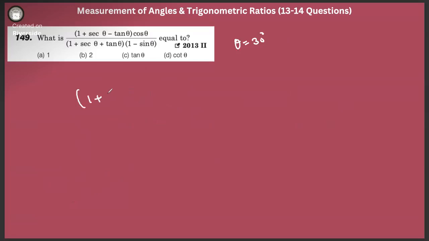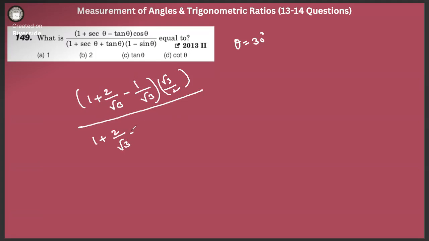So 1 plus secant 30, 2 by root 3. Tan 30, 1 by root 3. Cosecant 30, cos 30, root 3 by 2. All right. 1 plus secant 30, 2 by root 3, plus 1 by root 3. 1 minus sine 30 is half, right? Sine 30 is half. 1 minus half is again half.